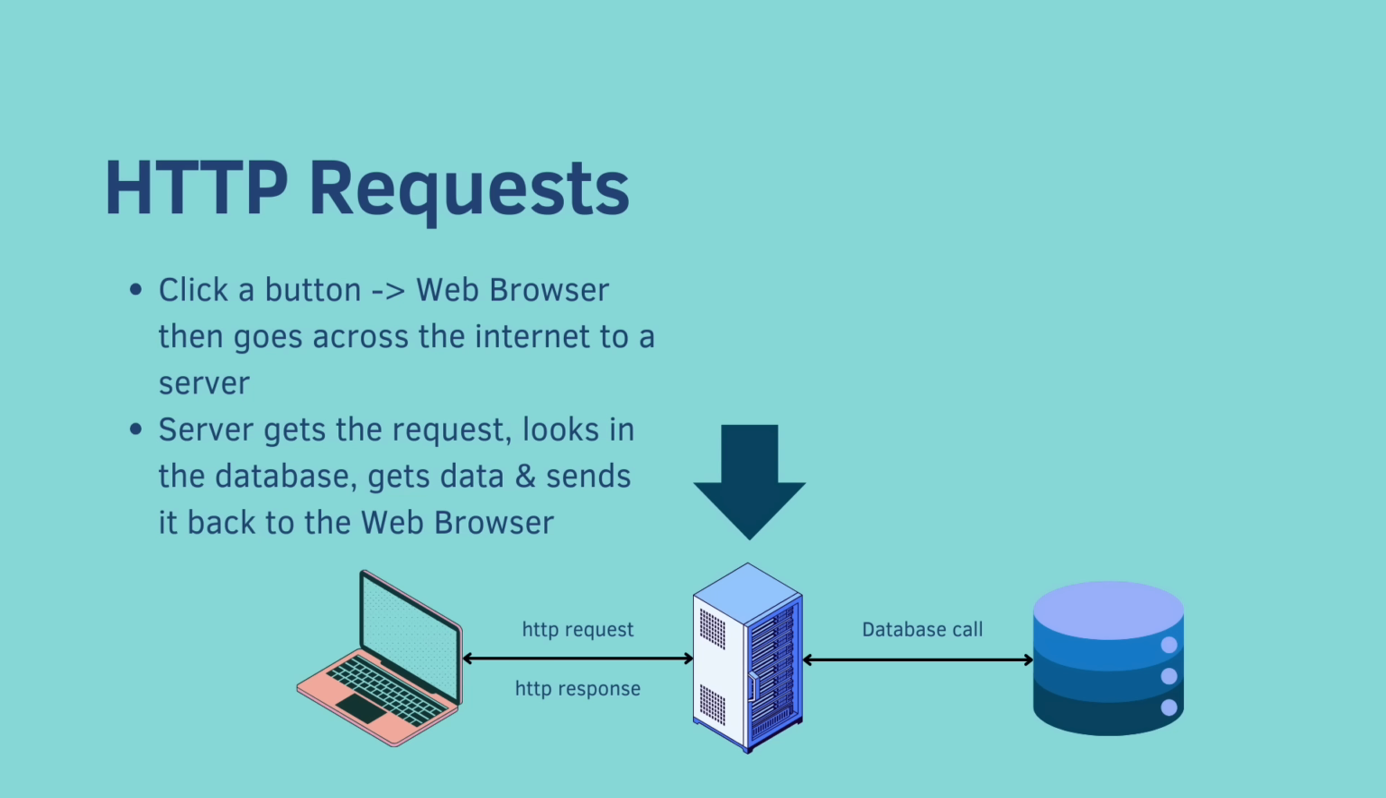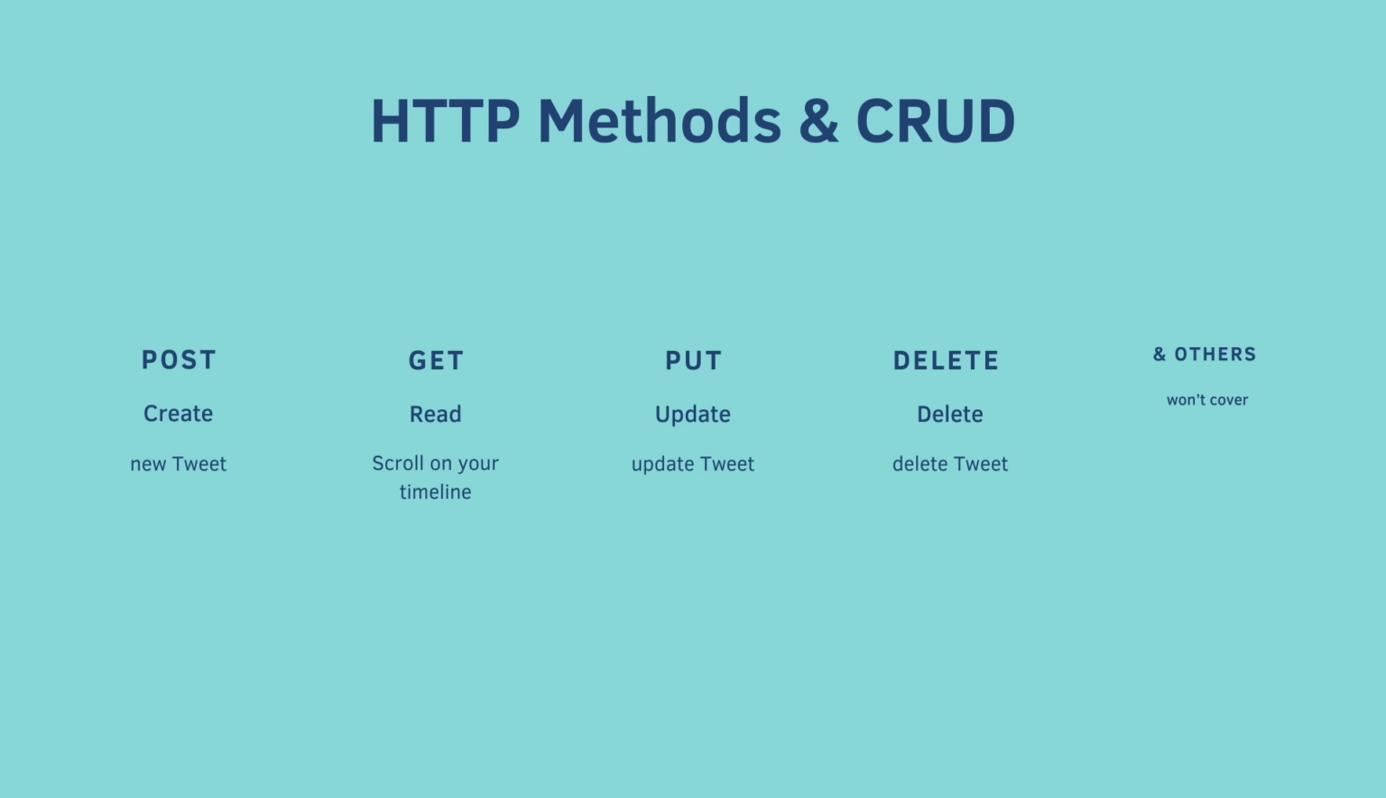There are 4 types of HTTP methods that we will use in this course, and they line up with CRUD. CRUD stands for create, read, update, and delete. So you have post mappings, get mappings, put mappings, and delete mappings. Post is for create. So for example, a new tweet, you would use a post mapping. Get is used for read. For example, if you're scrolling on your timeline, reading a bunch of other people's tweets, you would use a get mapping. If you want to update your tweet, you would use a put mapping. And if you want to delete your tweet, you would use a delete mapping.